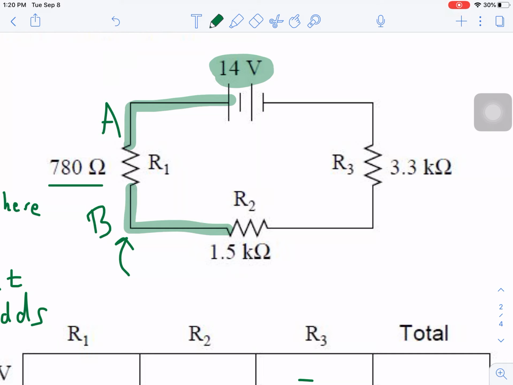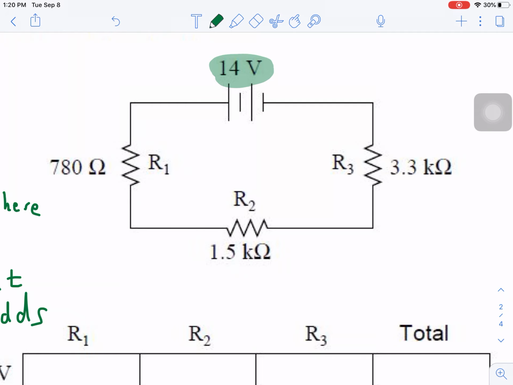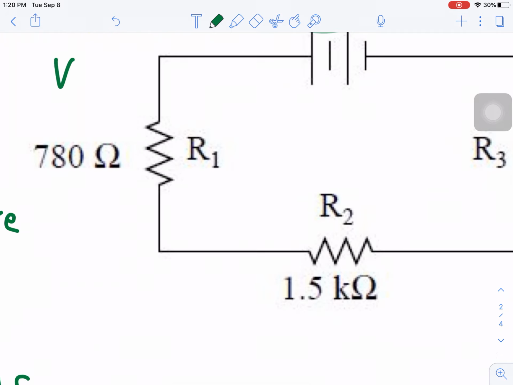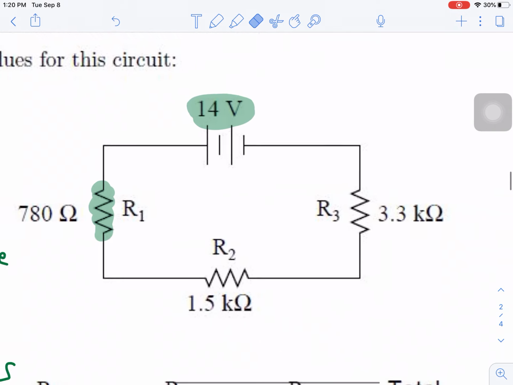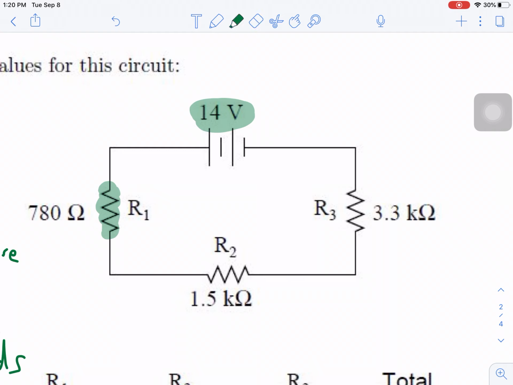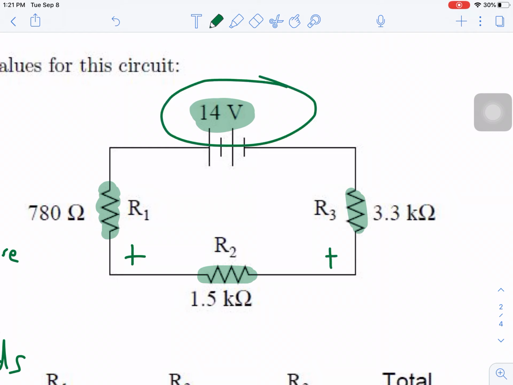If that's true, we call that amount of pressure that's changed the voltage drop. Put VD here, voltage drop. That's how much of our 14 volts we lost because of that resistance. And our rule says the amount of voltage lost at R1 plus the amount of voltage lost at R2 and the amount of voltage lost at R3, if we add all those together when we're done, it will equal our total voltage.